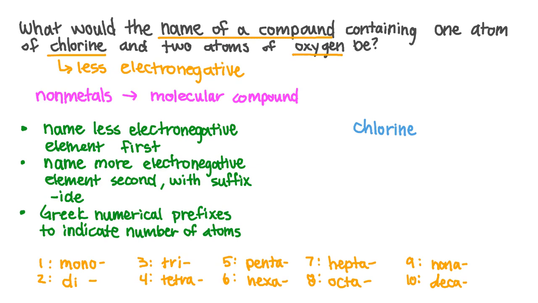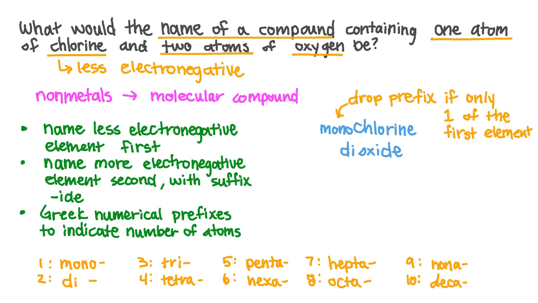Chlorine is less electronegative than oxygen, so we'll name it first, followed by oxygen, but we'll have to replace the end of its name with the suffix IDE. Finally, we'll use Greek prefixes to indicate the number of atoms. We have 1 atom of chlorine, which corresponds to mono, and 2 atoms of oxygen. But by convention, we drop the prefix if there's only one of the first element. So we would drop the mono, leaving us with chlorine dioxide.